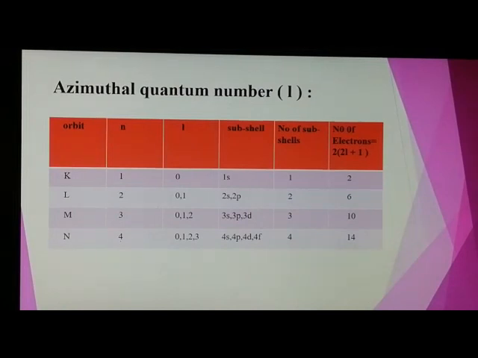When the orbit is K, the value of n is 1, the value of l is 0, the subshell is 1s, the number of subshell is 1 and the number of electrons present in the subshell is 2. To find the number of electrons in each subshell, the formula is 2 into (2l + 1). When the orbit is L, the value of n is 2. The value of l is 0, 1. The subshells are 2s, 2p. The number of subshells is 2 and the number of electrons is 8.